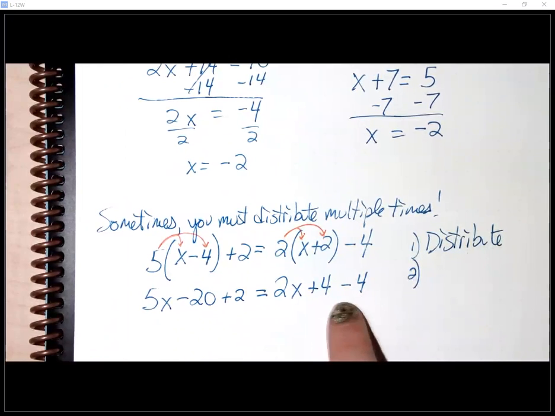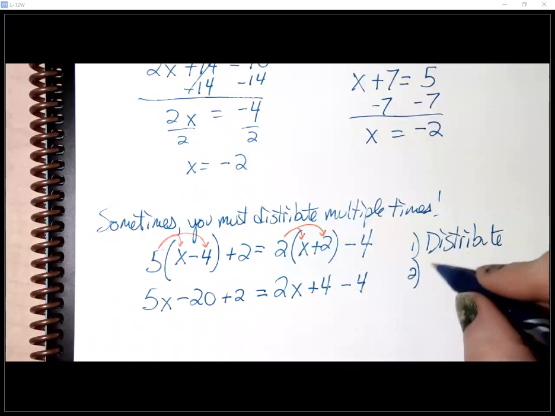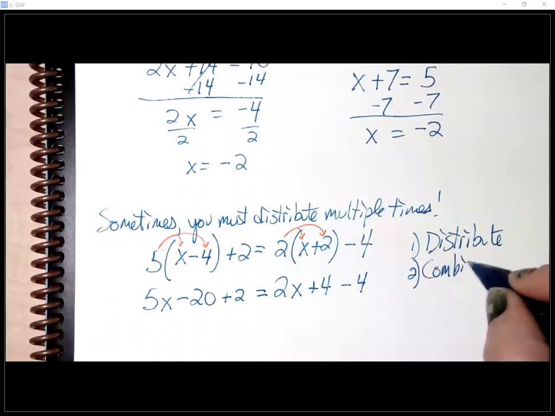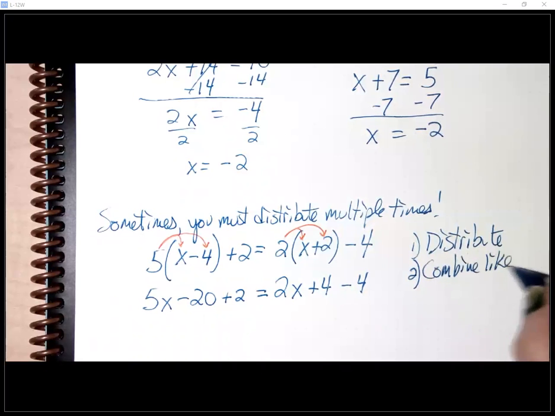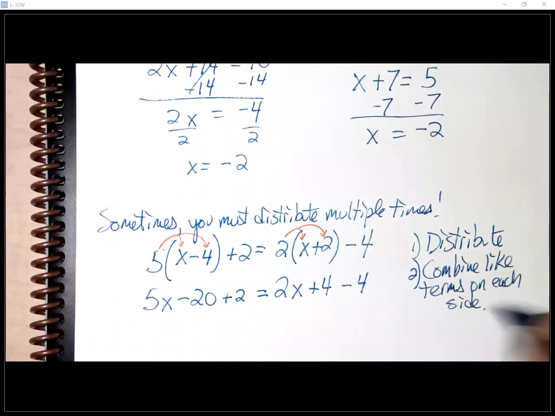So what I need to do is I need to just look at the left-hand side and look at the right-hand side and just see if there's any like terms that need to be combined. So step 2 will be just combine like terms on each side. If there are any, sometimes there aren't any, and then you get to skip that.